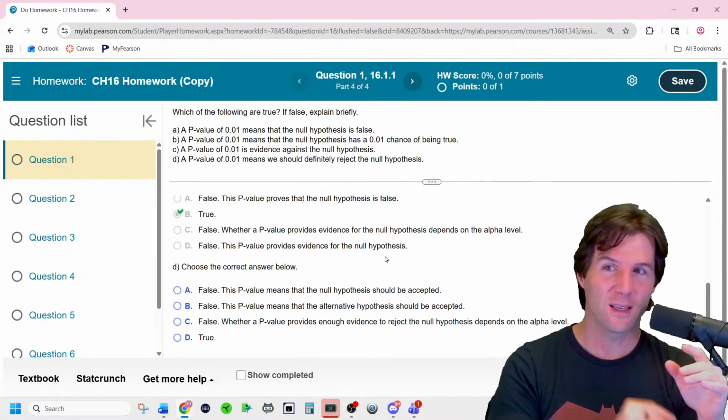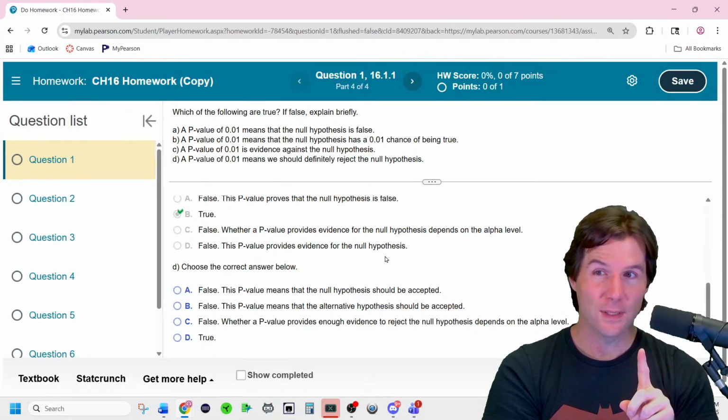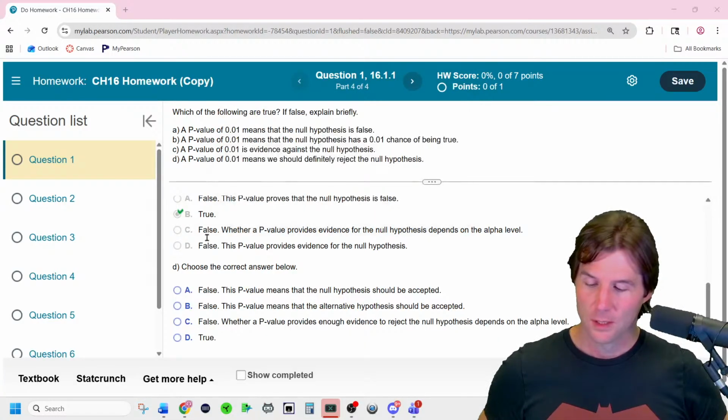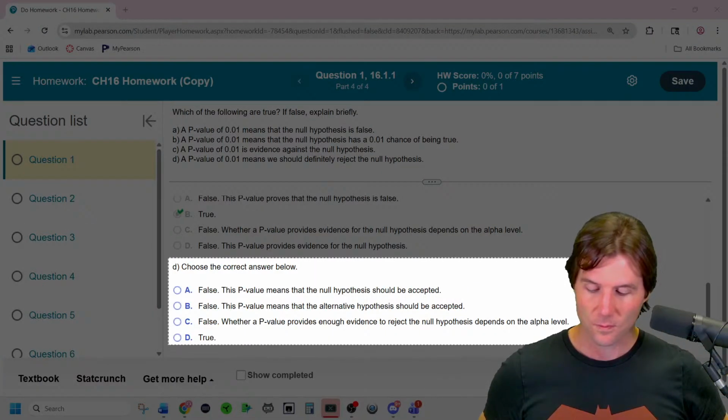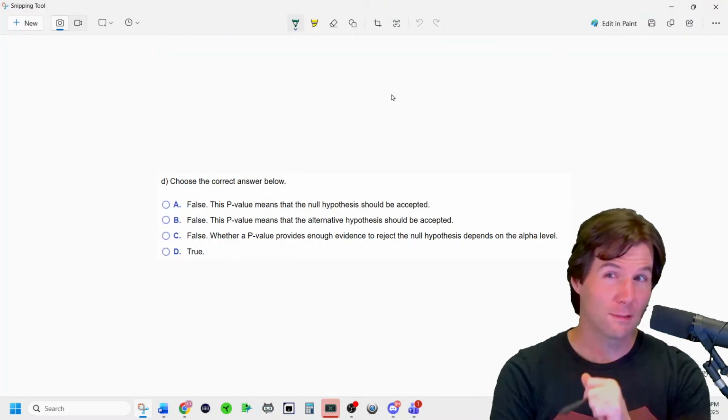A p-value of 0.01 means we should definitely reject the null. Now, kind of. Got to be a little careful right here. There's this value called alpha. Alpha is simply a bar by which we reject. I think they probably mentioned it right here. Yeah, it's literally answer C.